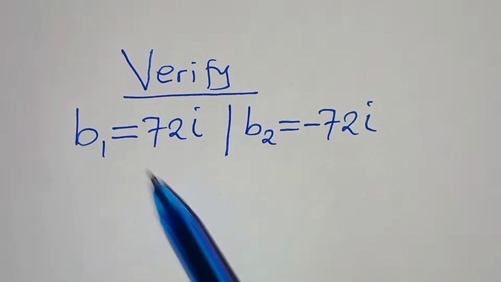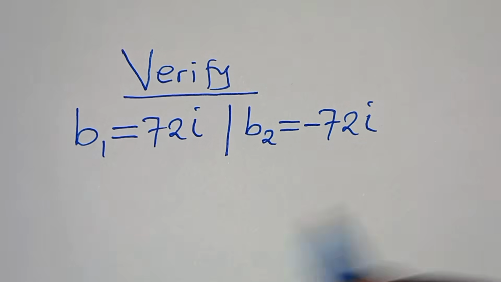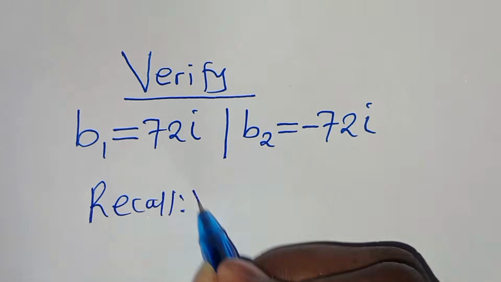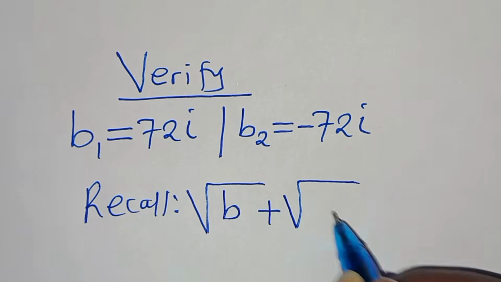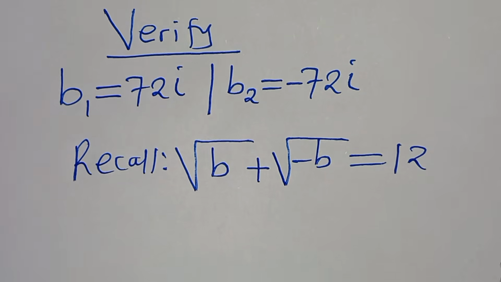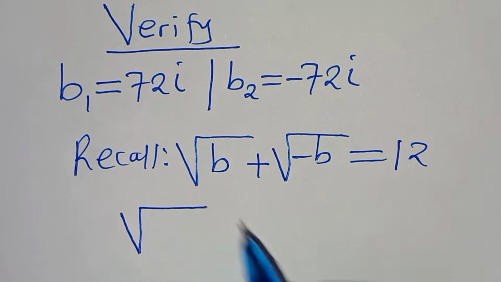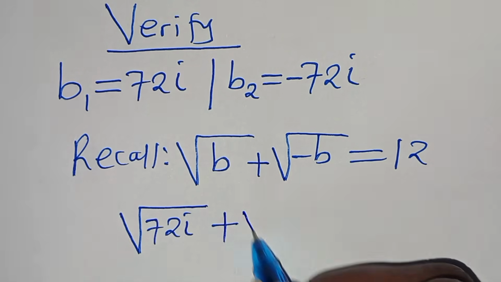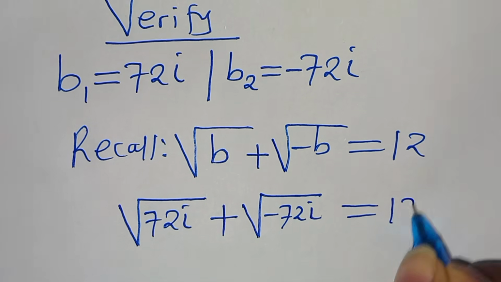Now let's verify that b1, which is 72i, and b2, which is minus 72i, satisfy the equation. If you recall, we ended at the square root of b plus the square root of minus b, which is equal to 12. Let's start with b1, which is 72i, so that we have the square root of 72i plus the square root of minus 72i. This is equal to 12.